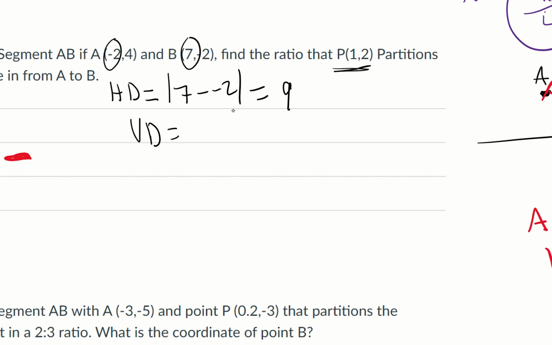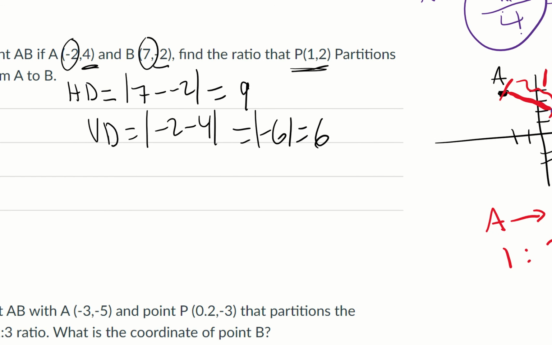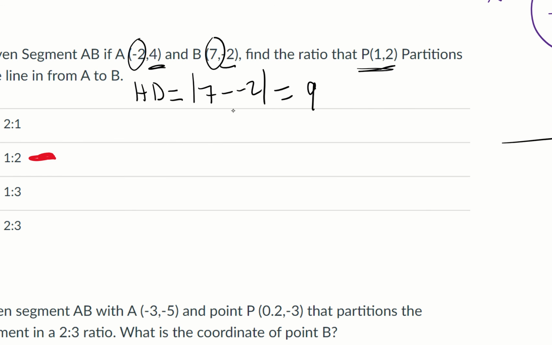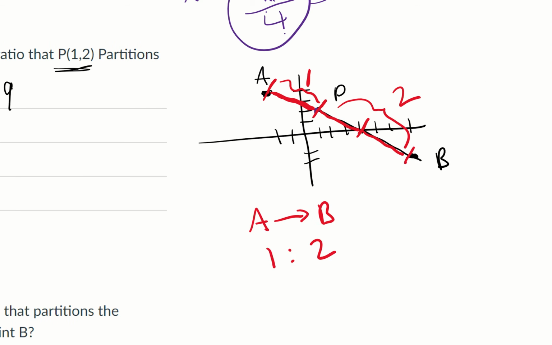The vertical distance is the y's. So -2 minus 4 is the absolute value of -6, which is 6. So we got 9 and 6. And actually, we only need one of them. I did both of them, but we only need one of them. So let's just focus on the horizontal distance. We only need to do one of them.